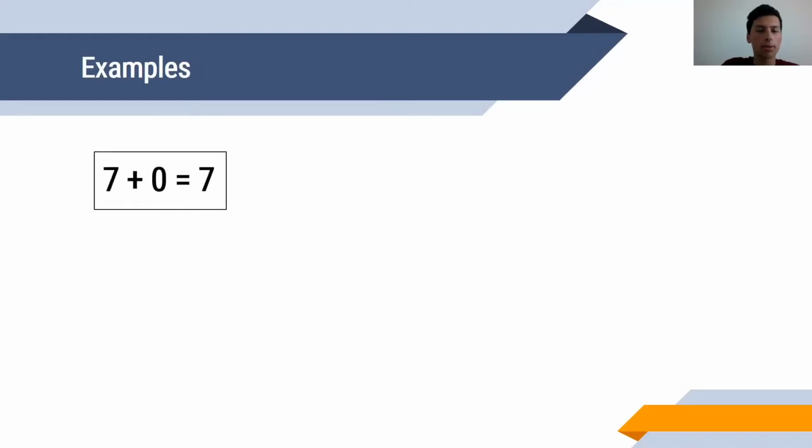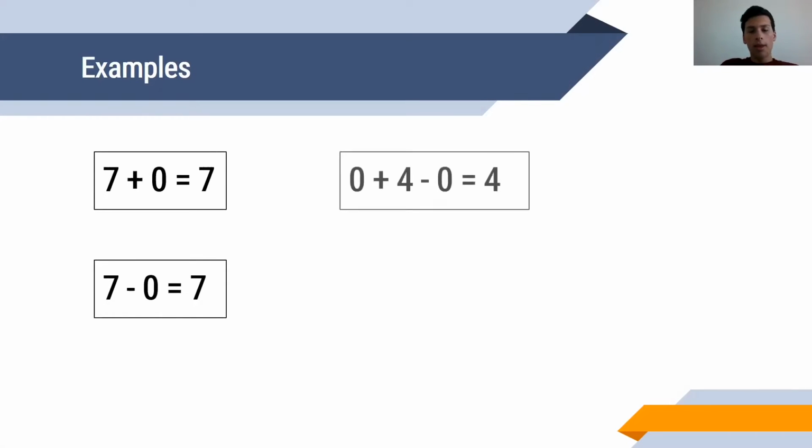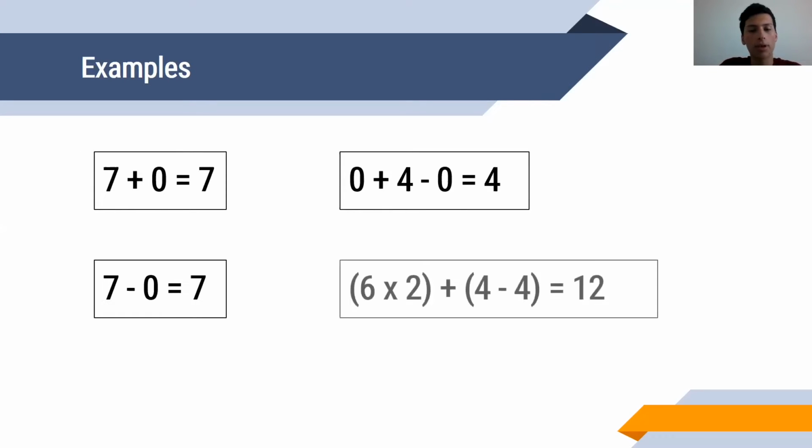The first one is 7 plus 0 equals 7. Adding 0 to a number keeps that number the same. Subtracting 0 to a number keeps that number the same. 0 plus 4 minus 0. You're adding and subtracting 0, but that will keep the stem, which is 4, the same. And then the next example here is 6 times 2 plus, in parentheses, 4 minus 4. 6 times 2 is the stem here. This is 12. That's what we're aiming for. And we're adding 0 because 4 minus 4 is 0.